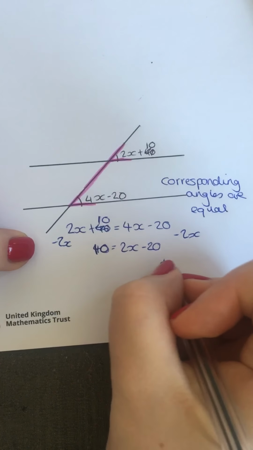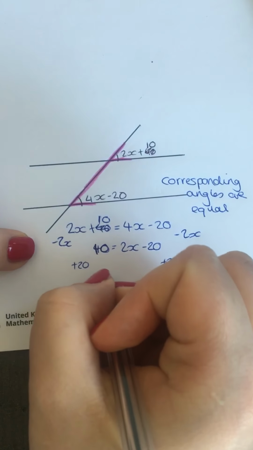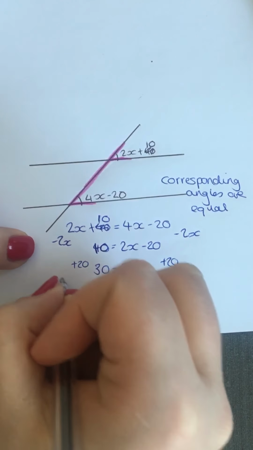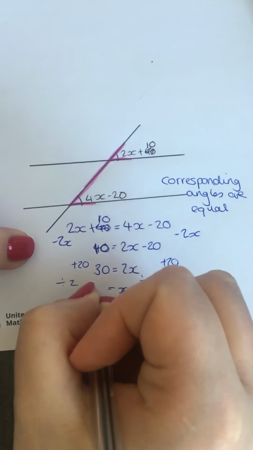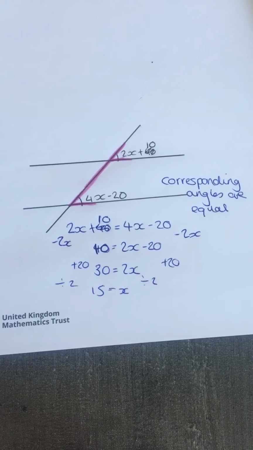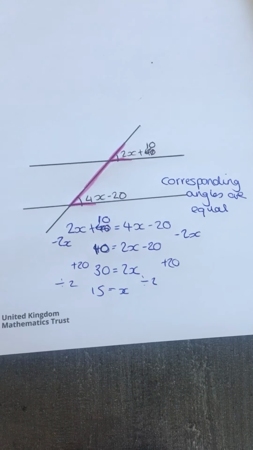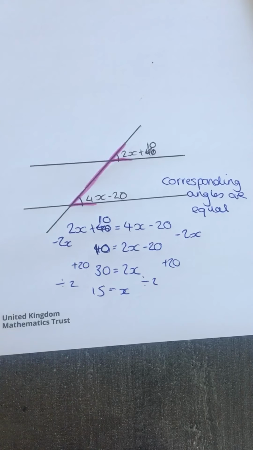Then add 20 to each side. We get 30 equals 2x. Divide by 2, x equals 15. Now that's all they've asked us to find in this question. They've just asked us to work out x, but the question could say, find the sizes of the angles.